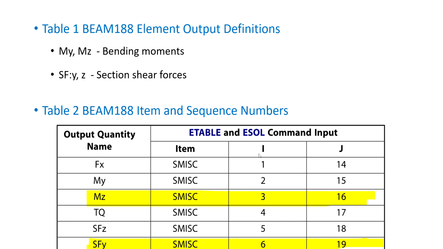You have to enter 6 and 19 for these I and J nodes, so that you will get the shear force diagram. And if the load is applied in the y direction, then we can see the moment about the z direction, about which it can rotate. Then you have to choose this moment about z, MZ. Then you have to enter 3 and 16, so that you can get the moment diagram about z. So depending upon the load acting direction, whether it is in the y direction or z direction, you have to choose MY, MZ or SFZ, SFY, etc.